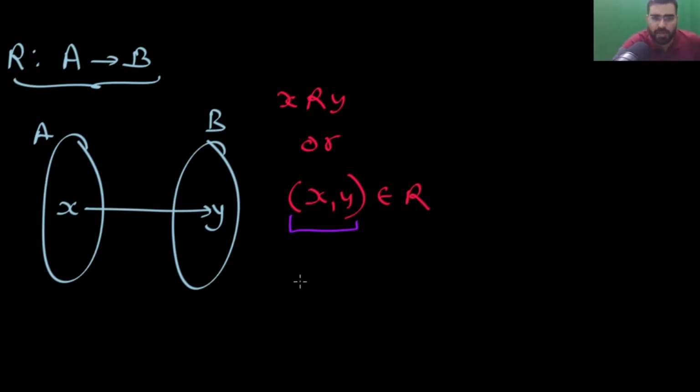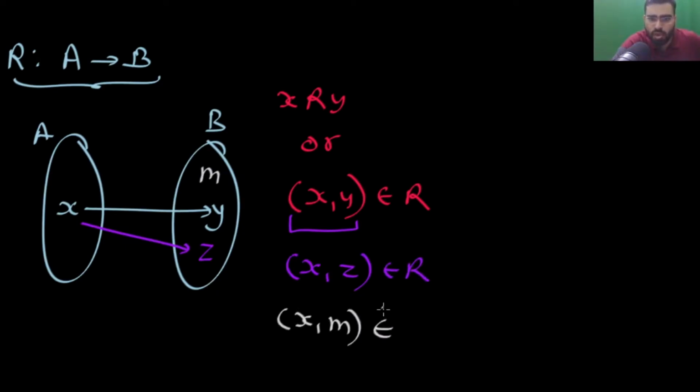Similarly, if X is related to Z also, then we will write that the ordered pair (X, Z) belongs to R. Now, if this X is not related to M, then we will say that the ordered pair (X, M) does not belong to R. This does not belong to the relation. I can also say that X is not related to M under this relation, X is related to Y under this relation, and X is related to Z under this relation. So these two things are the same.